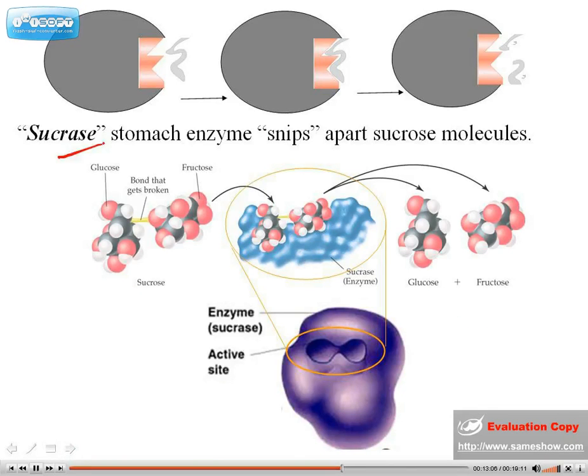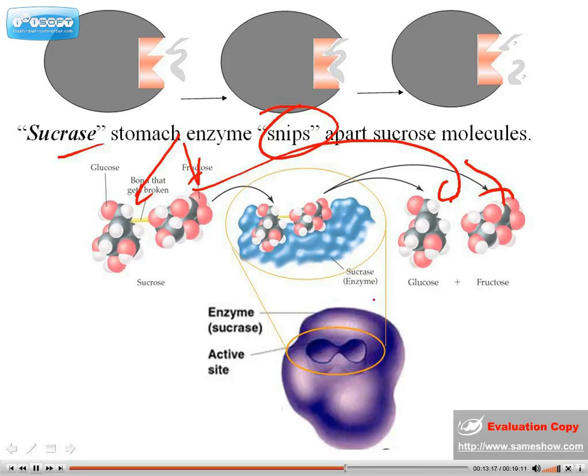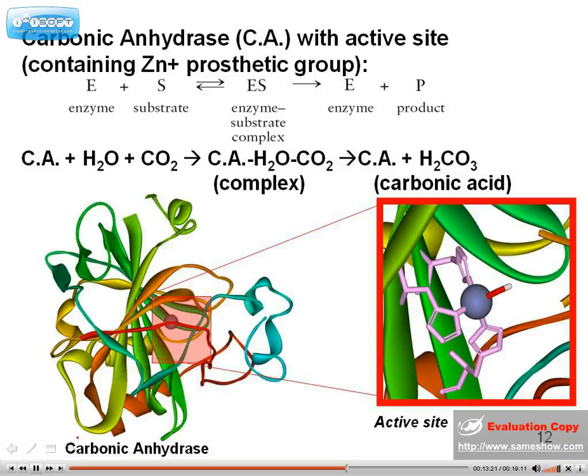Sucrase is an example of a scissor enzyme, which is used to snip apart disaccharides such as sucrose into monosaccharides. When it fits into the active site, it snips the glycosidic linkage, breaking the disaccharide up into monosaccharides.